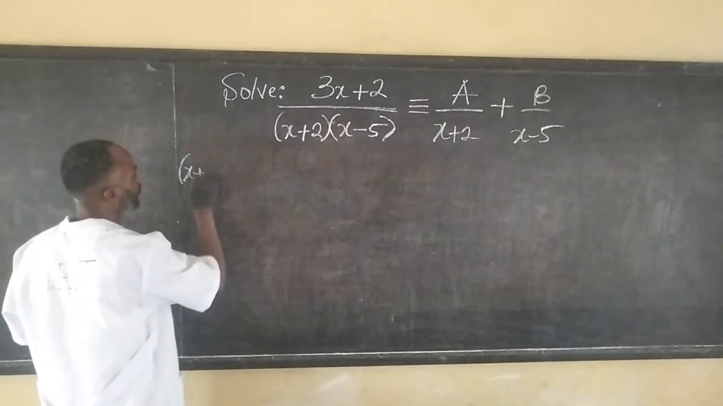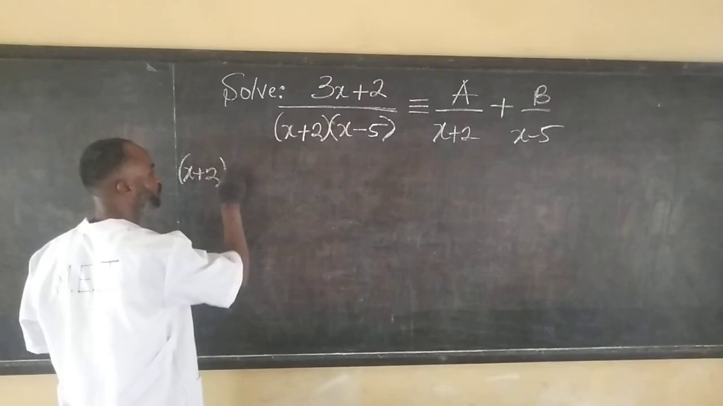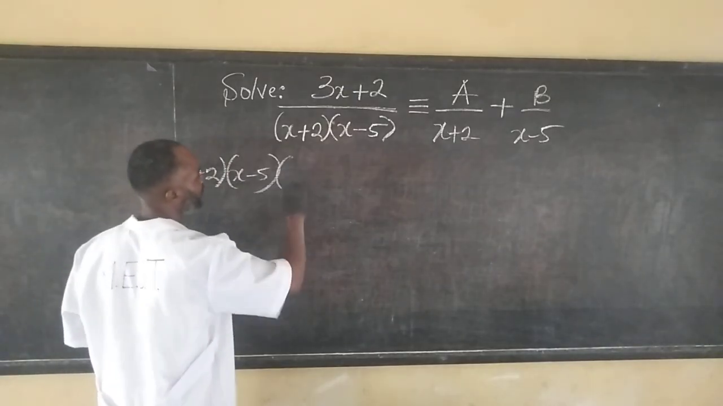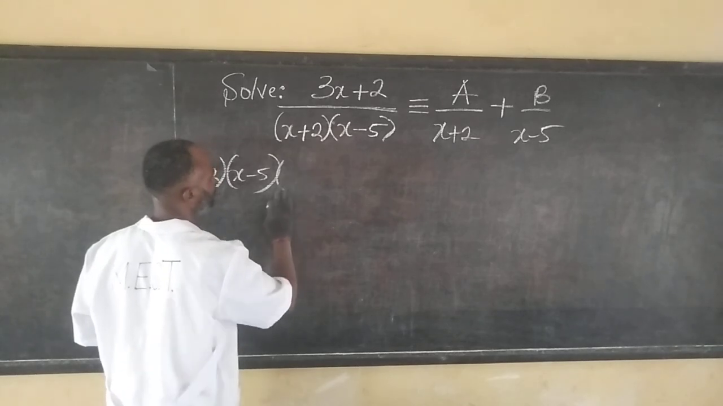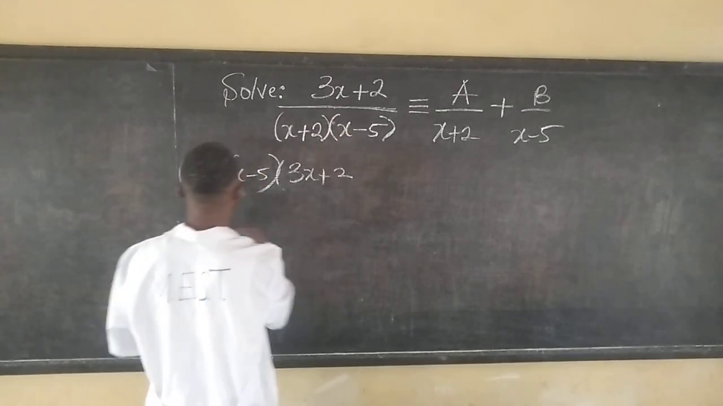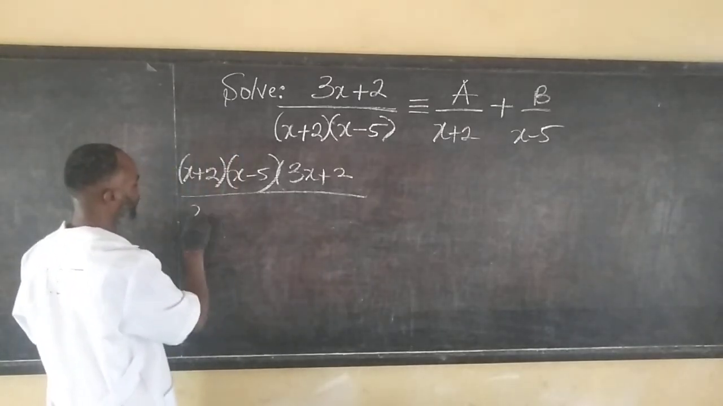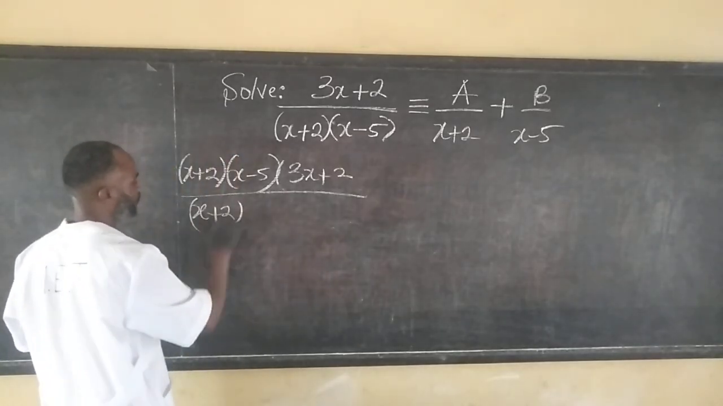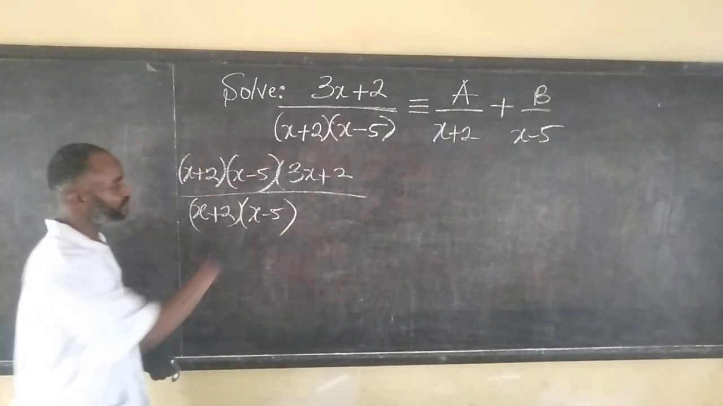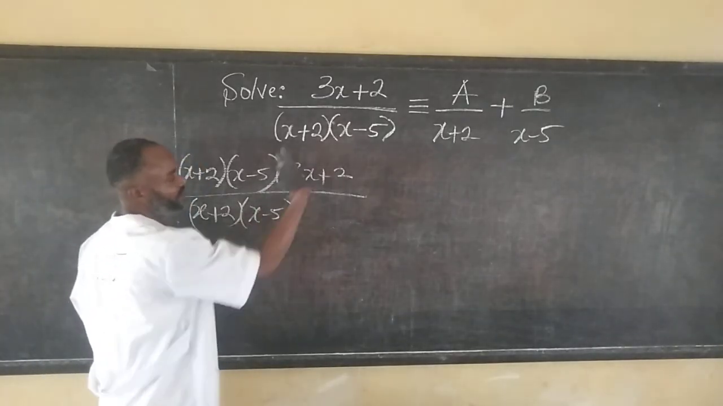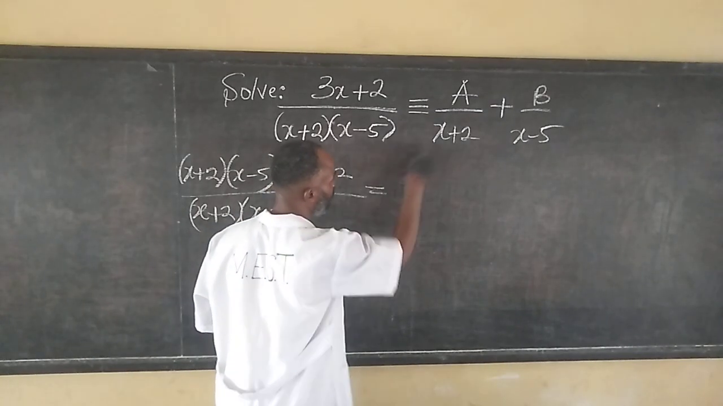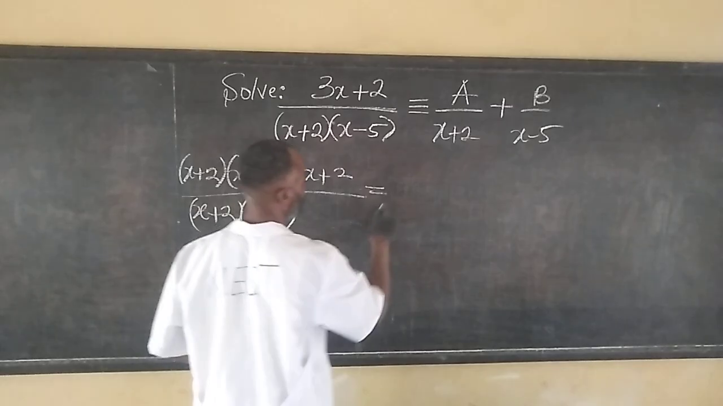So we have (x plus 2)(x minus 5), and then we have this baggage, which is (3x plus 2) all over (x plus 2)(x minus 5). This is how to start it. We've done it this way, right? Let's look at what it will be this way. The same thing. Don't change anything.